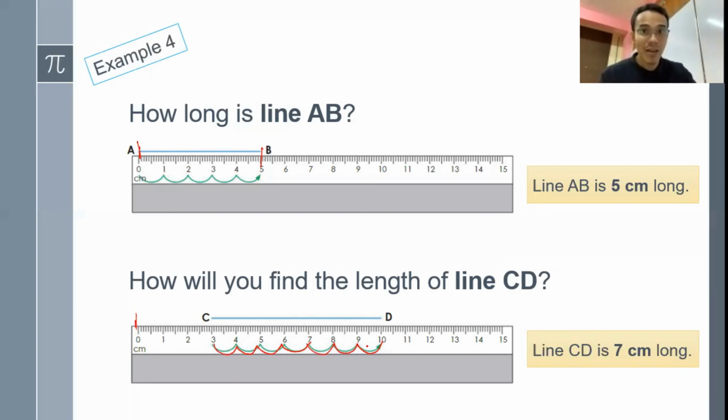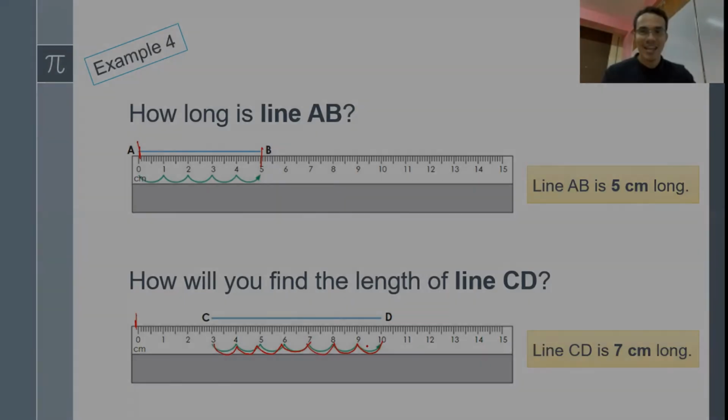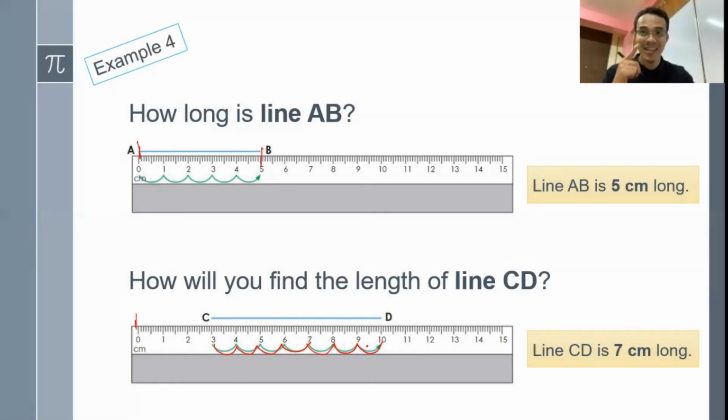Is there another way of doing this? Yes, you're right. There is another way of doing this, and that is by subtracting. We're going to subtract the starting number and the ending number. These numbers are 10 and 3. What is 10 minus 3? 10 minus 3 is 7. Therefore, line CD is 7 centimeters long.